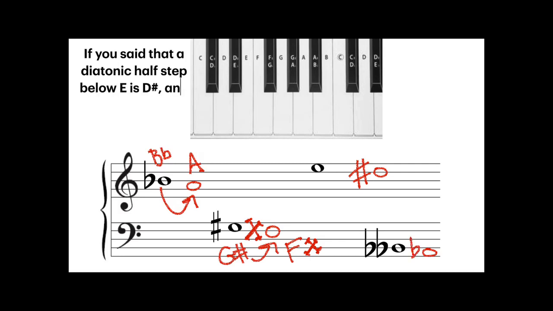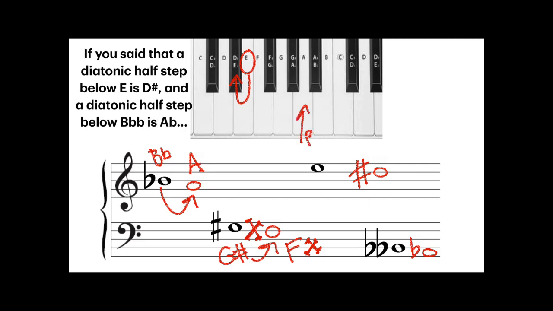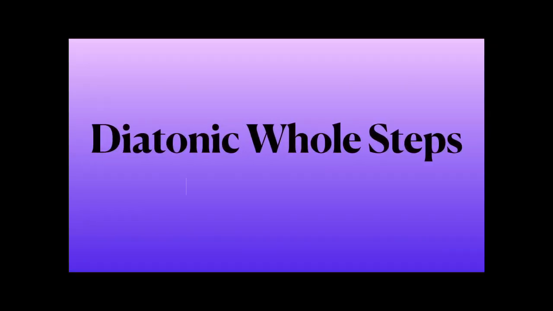If you said that a diatonic half step below E is D sharp, and a diatonic half step below B double flat is A flat, you are absolutely correct. Let's move on to diatonic whole steps.